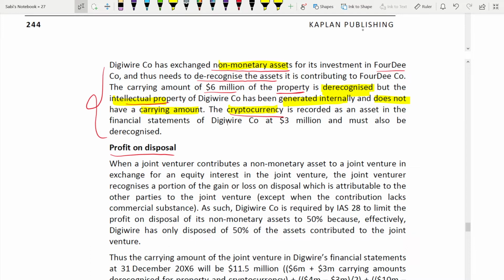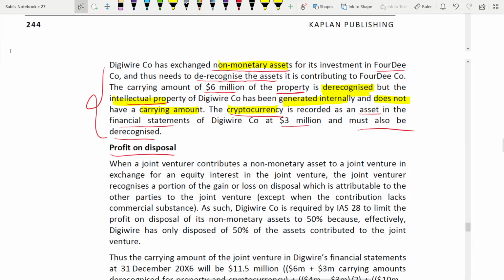So cryptocurrency is recorded as an asset in the financial statements of Digiwire at 3 million. 3 million is the cost. And it must also be derecognized. So you recognize that cost and then you derecognize the cryptocurrency.